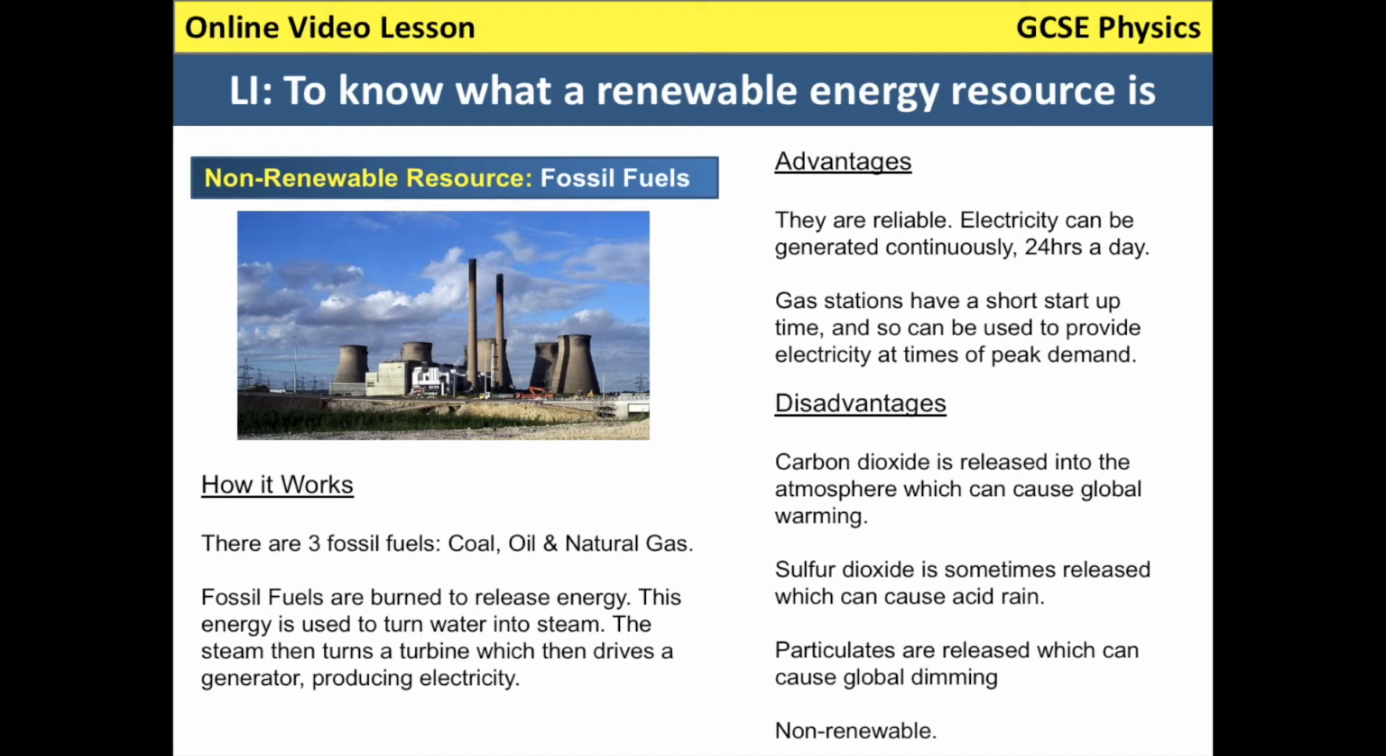Sulfur dioxide is sometimes released as well, SO2. Now, sulfur dioxide is very bad because that can cause acid rain, and the effects that that can have on ecosystems can be quite catastrophic. As well, particulates can be released, and particulates can cause something called global dimming, which would be a big disadvantage. And then finally, and again, probably the most important one, is the fact that they're actually non-renewable anyway, so eventually we will run out of the fossil fuels.